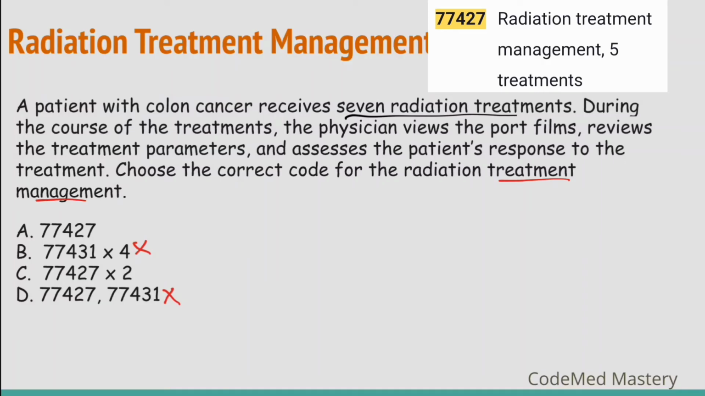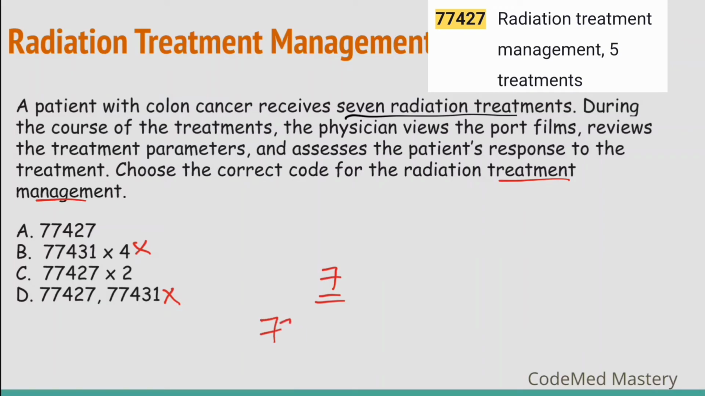In option A, the code is 77427. In option C, the code is 77427 multiplied twice. In the question, they have given 7 radiation treatments. The code 77427 is for radiation treatment management, 5 treatments. But according to the guideline, if there are 1 or 2 fractions beyond a multiple of 5, we are not going to multiply 77427 again. We are going to use 77427 only once.